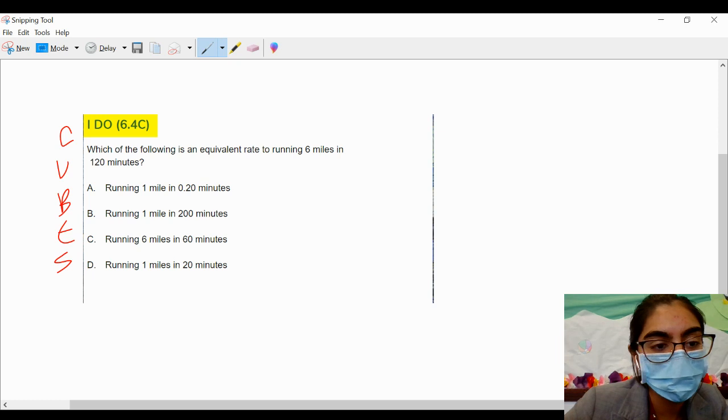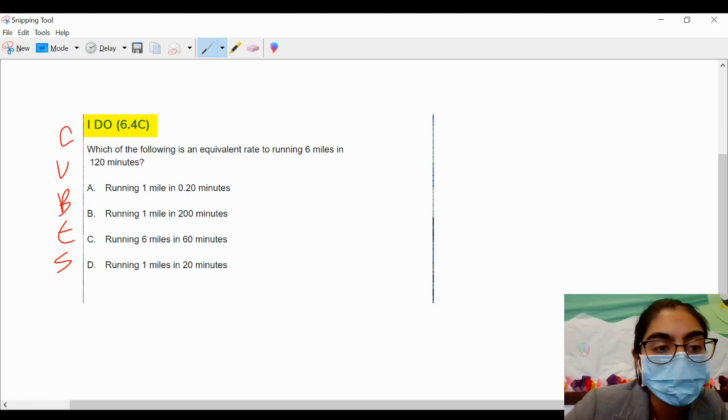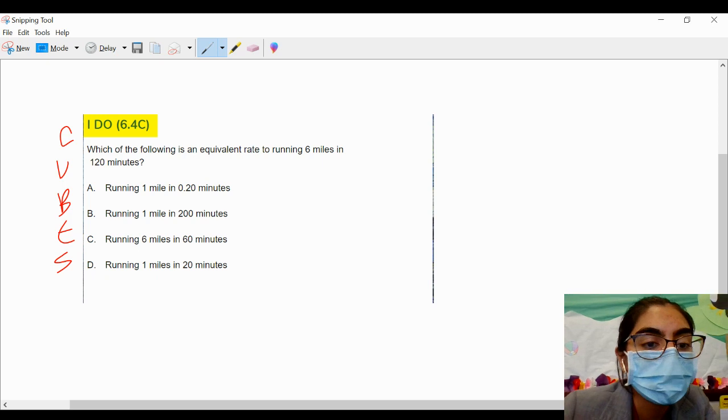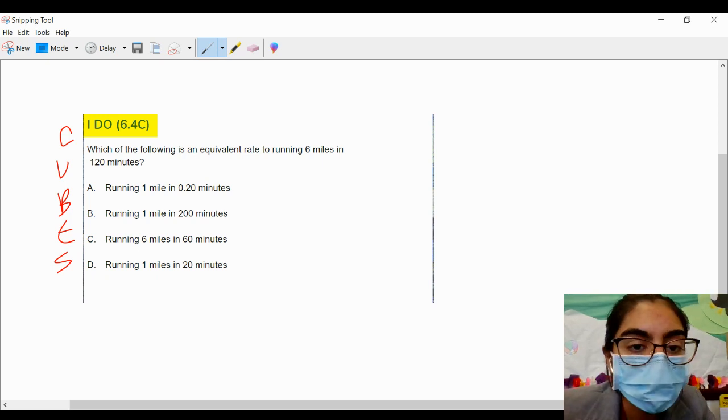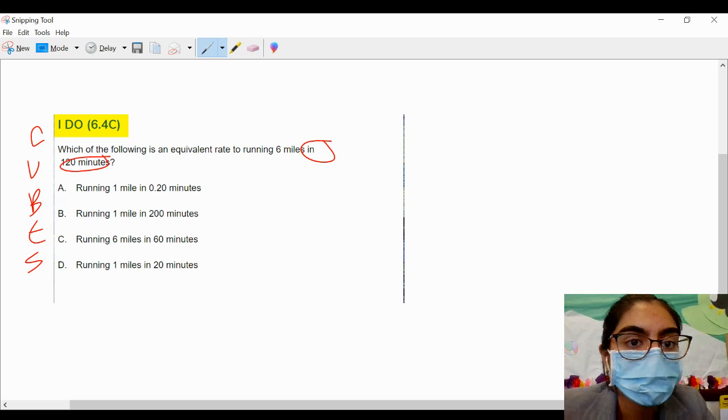All right, here's the ID problem. As you can see, I wrote cubes down the side of my paper. For C, we're going to look for the numbers with the units. Make sure you got the units so you can put your one chart correctly. All right, which of the following is an equivalent rate to running 6 miles in 120 minutes? 6 miles in 120 minutes.